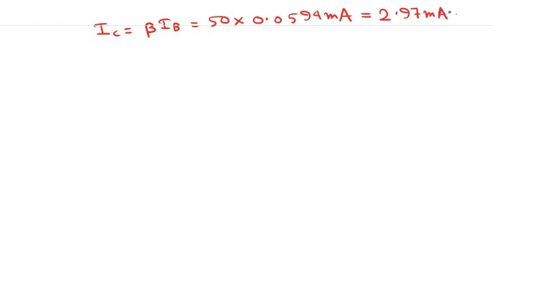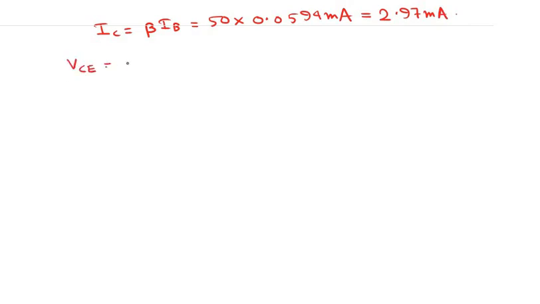Now the collector current IC is basically equal to beta times IB. So this is equal to 50, beta is basically 50, into 0.0594 milliamperes, and this is equal to 2.97 milliamperes. Okay, and so we have found out the values of IB and IC.